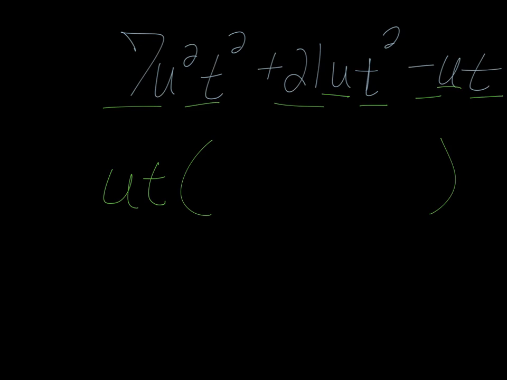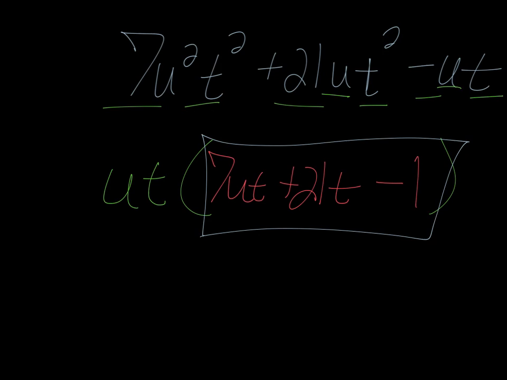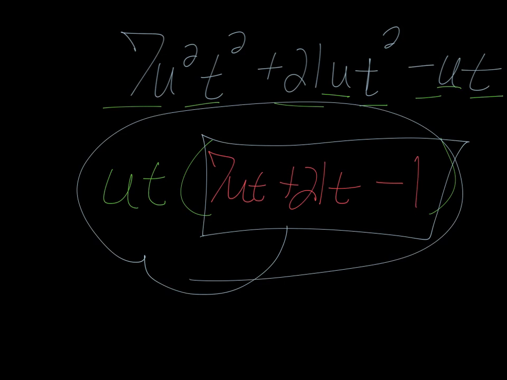Now we're going to write what's left over if I divide each of these by ut. I'm going to have 7ut plus 21t minus 1. And now if I look in what I wrote in red inside here, there's no other factors I can take out of these three terms, so that means I found the greatest common factor. So this is my final answer.